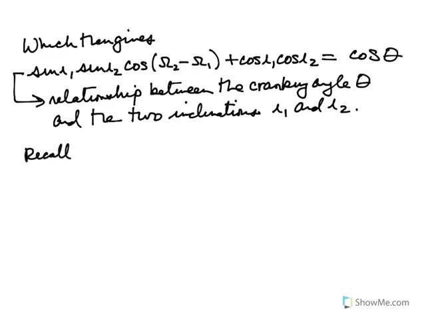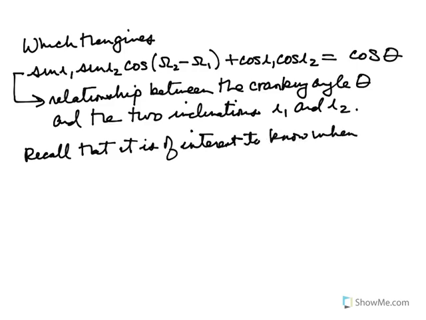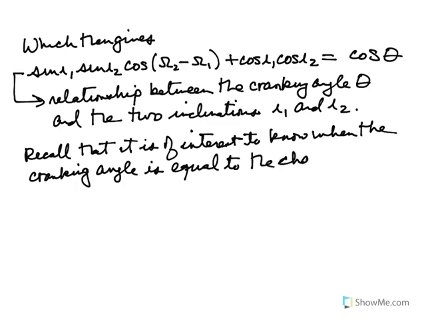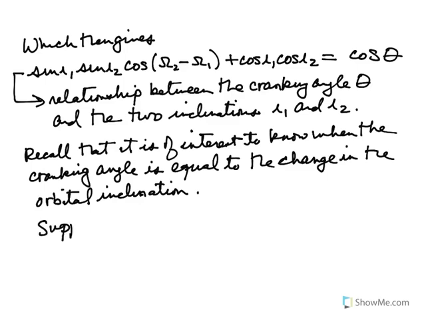So recall that it is of interest to know when the cranking angle is equal to the change in the orbital inclination. So let's suppose now that we look at the following condition. Suppose that omega 2 is equal to omega 1.